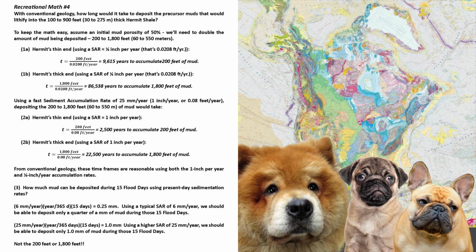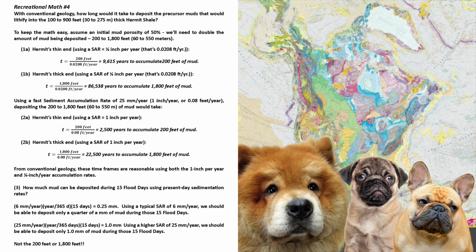Will back calculating using our real sedimentation rates tell us anything? Maybe we'll get a reality check. Let us see. Dogs do not fear math like young Earth creationists do. Assuming that the Hermit's precursor mud was twice as thick with a porosity of 50%, our starting point would be 200 feet, 60 meters of mud.